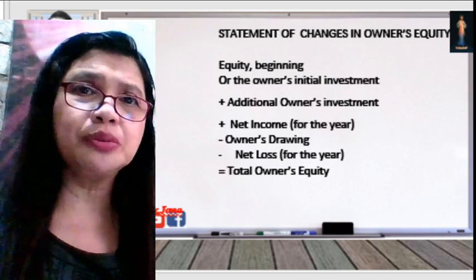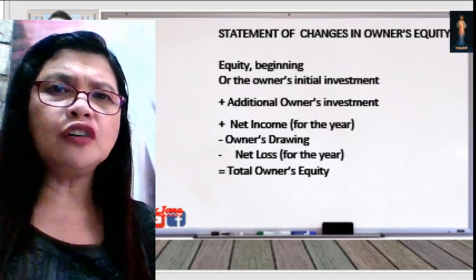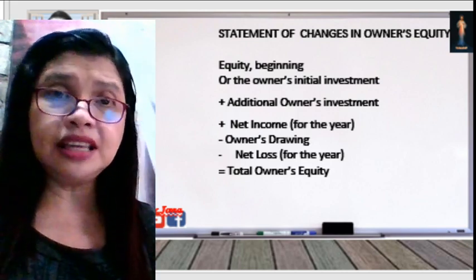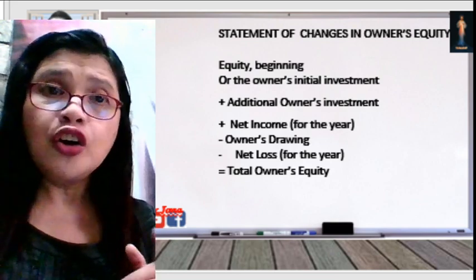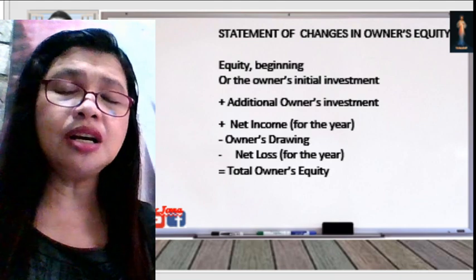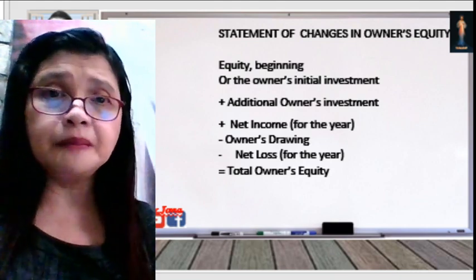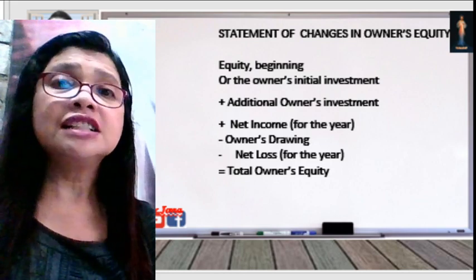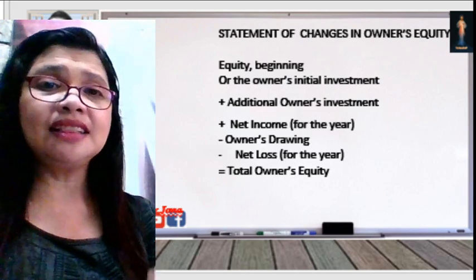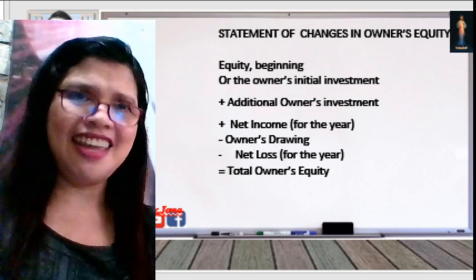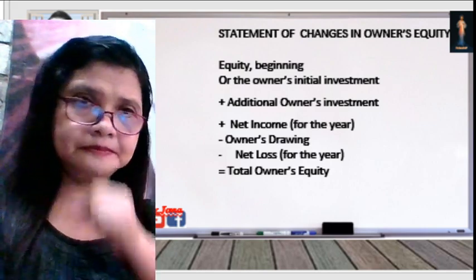Now we start first with the sole proprietor. In a sole proprietor, the statement of changes in owner's equity is being used. Again, the formula is the equity beginning, or the initial investment of the owner, plus the additional investment, plus the income for the year, less the drawing, less the net loss. Then we get the total owner's equity at the end. So that is for the sole proprietor.